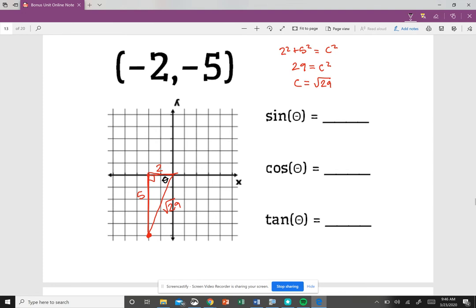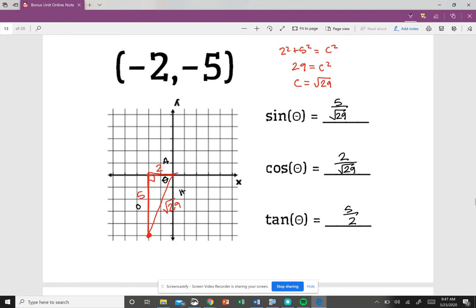So then sine would then be opposite, which happens to be 5, over hypotenuse, which happens to be square root of 29. And I'm not going to make you rationalize the denominator right now. Just leave it as 5 over square root 29. Okay? And then cosine would be adjacent over hypotenuse, which is 2 over the square root of 29. All right, and then tangent is just going to be 5 over 2.